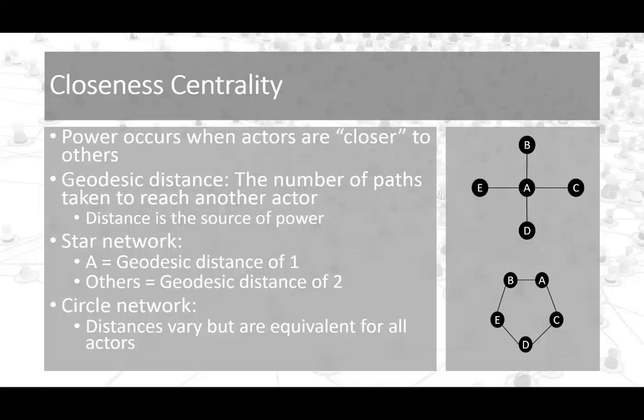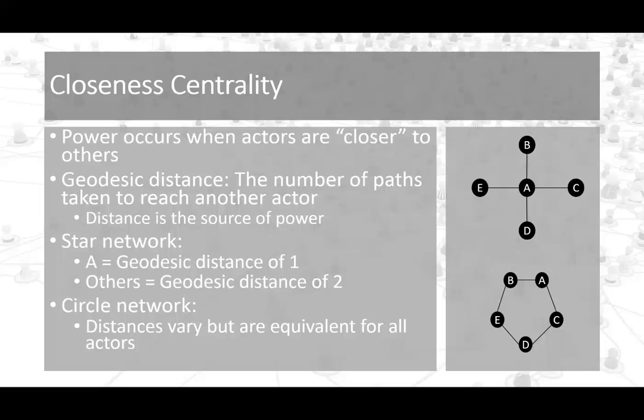So for the star network, if we take a look at this, actor A has a geodesic distance of 1. So it can get to every other actor within the network within one connection, right? A is connected directly to everybody else. However, all others have a geodesic distance of 2 to everybody else except for actor A, right? They have a direct connection with actor A, but they have 2 connections to get to everybody else. So it will take them longer to get to other actors in this network.